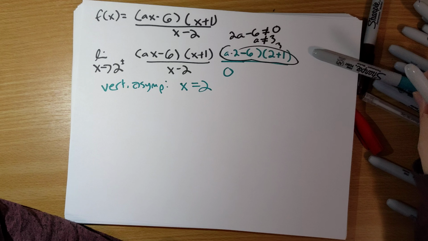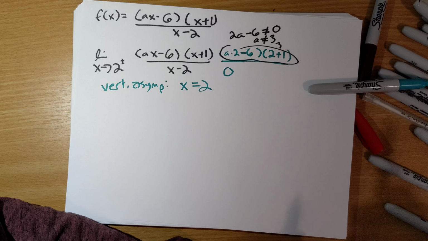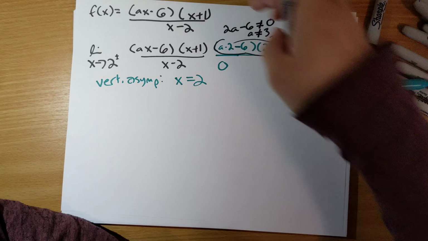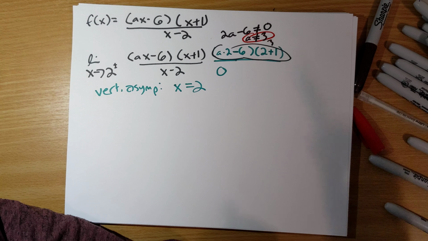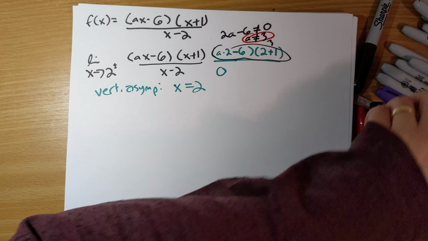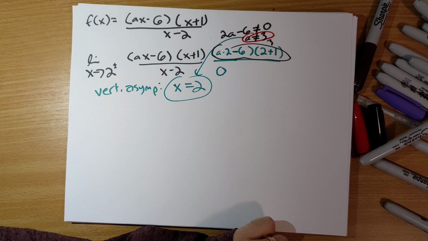So the answer here, for which values of a does our graph have a vertical asymptote? It will have a vertical asymptote as long as a is not equal to 3, and the equation of the asymptote is x equal to 2.